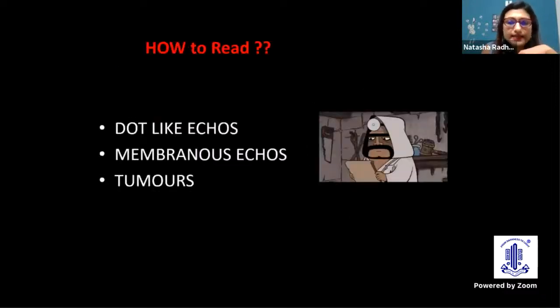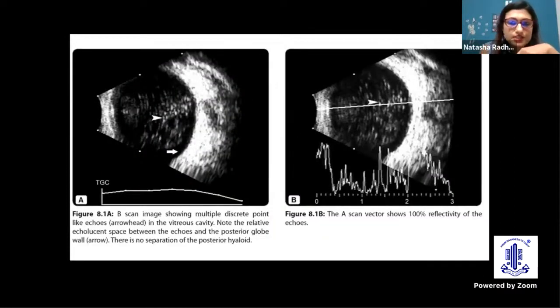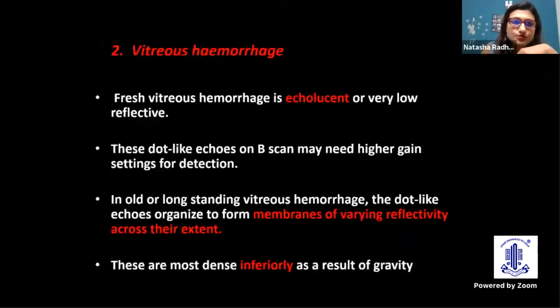Now, how to read? There are three types of echoes: dot-like echoes, membranous echoes, and tumors. For the dot-like echoes, the common thing that we see is asteroid hyalosis. You can see bright point echoes inside the vitreous, with a lucid area between the echoes and the posterior part of the eye. And that is the asteroid hyalosis with 100% reflectivity from the echoes.